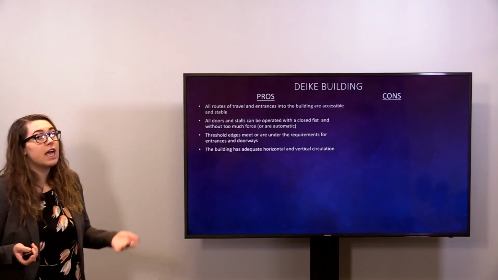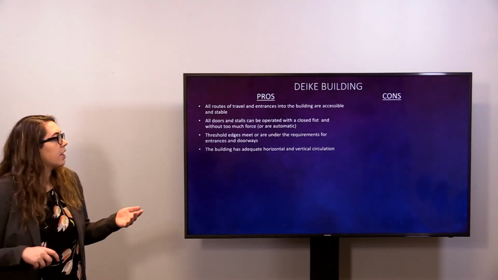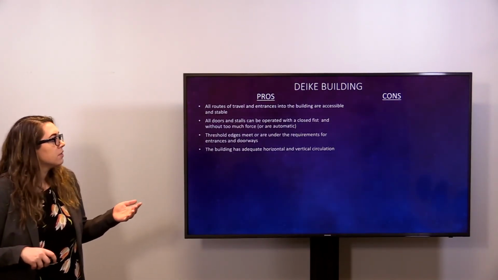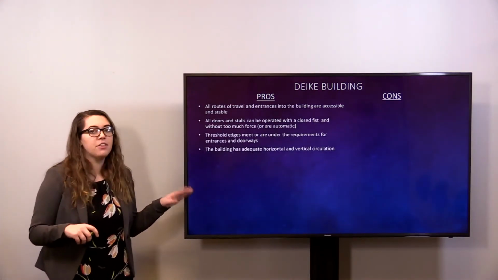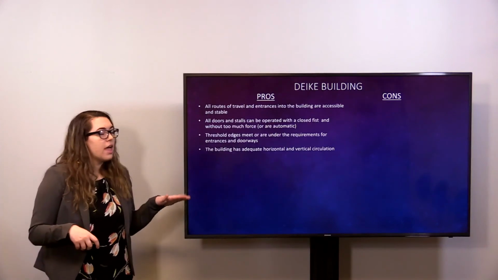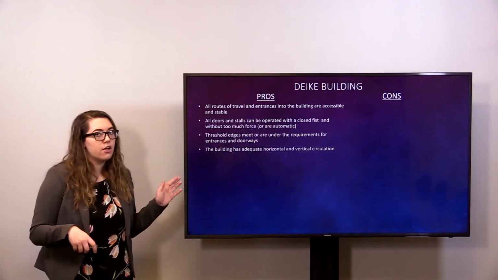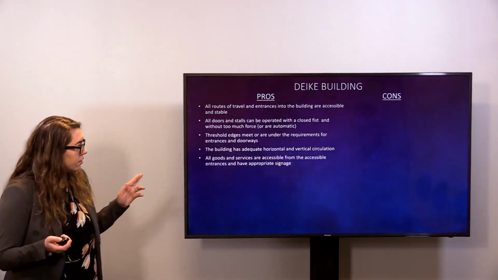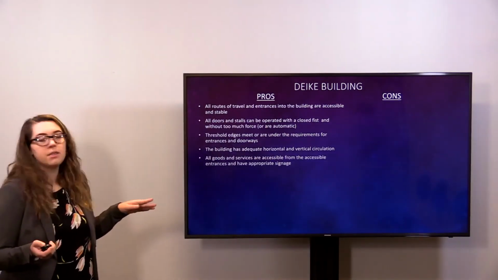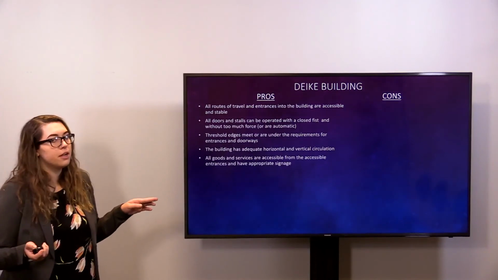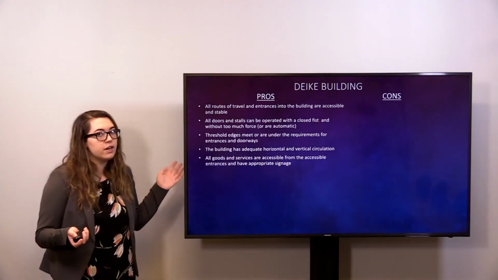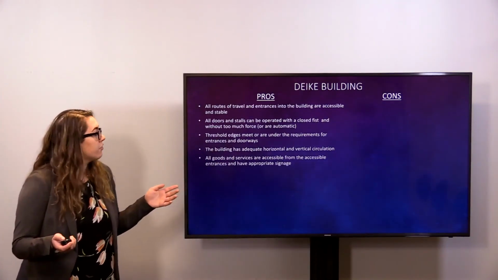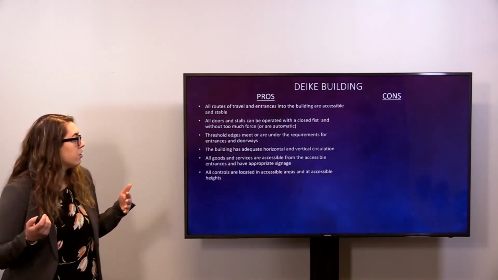Yet again, there are 3 elevators to all floors of the building, and the one classroom that is not accessed by these 3 elevators has its own elevator, which is the alternative route since there are stairs. All goods and services are accessible from the accessible entrances and have the appropriate signage. As before, there are the 3 elevators and the 4th elevator to the one classroom, and they all have appropriate signage.